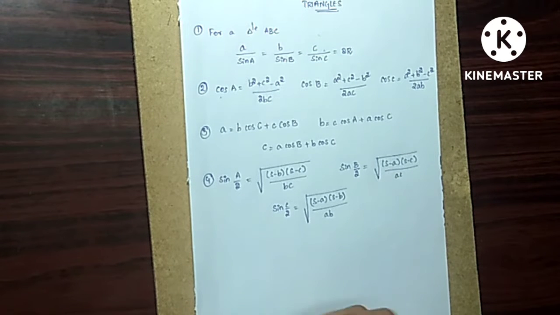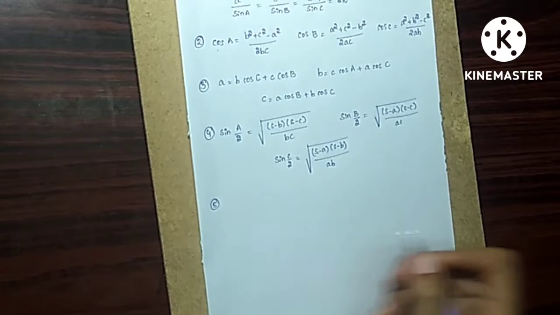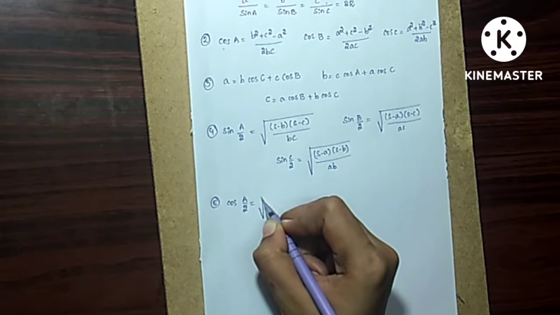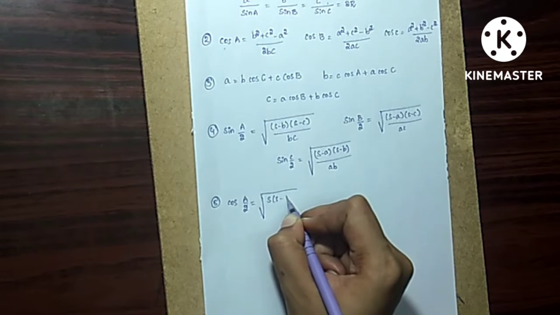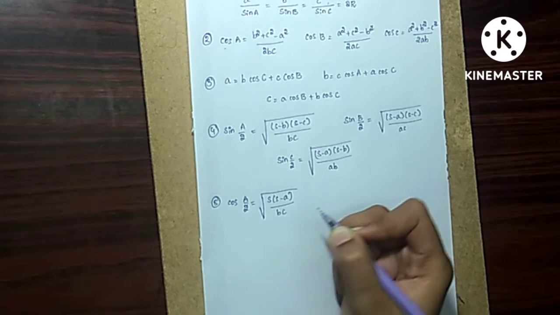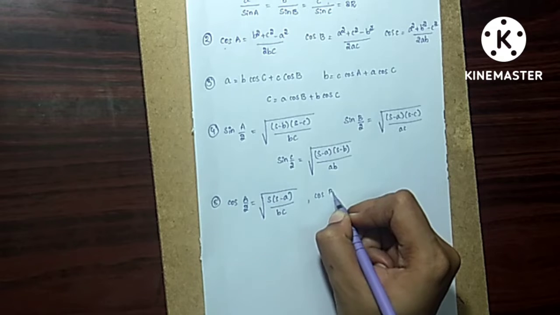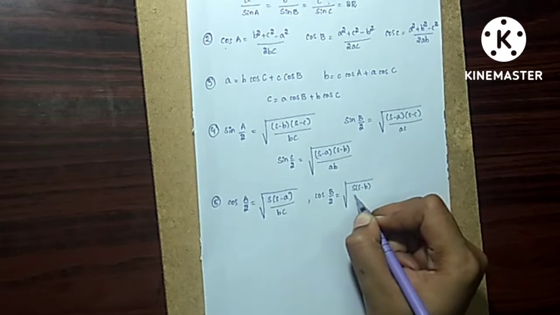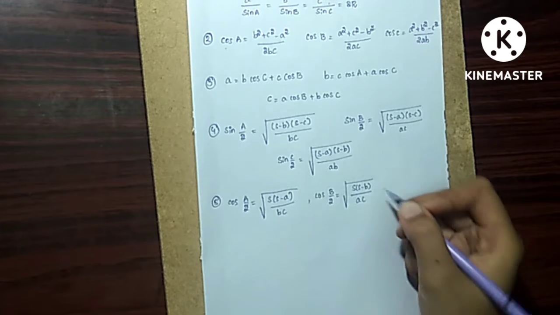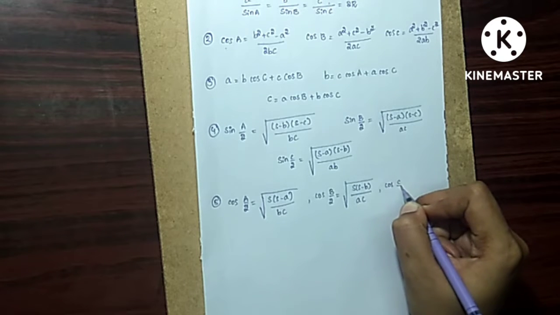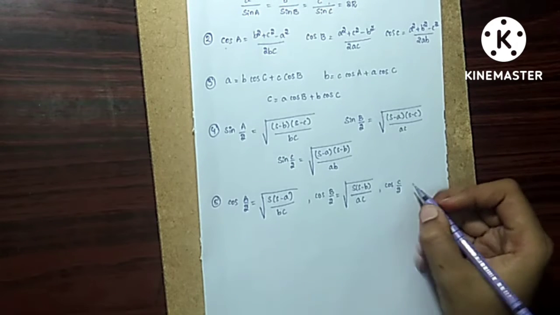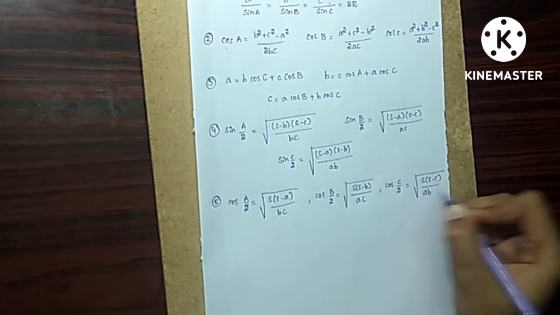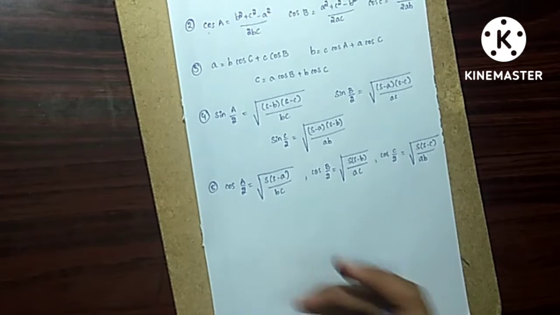Now we will jump to the fifth formula, which is very important. So cos A by 2 is equal to root of s into (s minus a) by bc, and similarly cos B by 2 is equal to root of s into (s minus b) by ac. Next, in the same form, you have to tell me the cos C by 2 formula. Let's speak together. Cos C by 2 is equal to root of s into (s minus c) by ab. That's it.